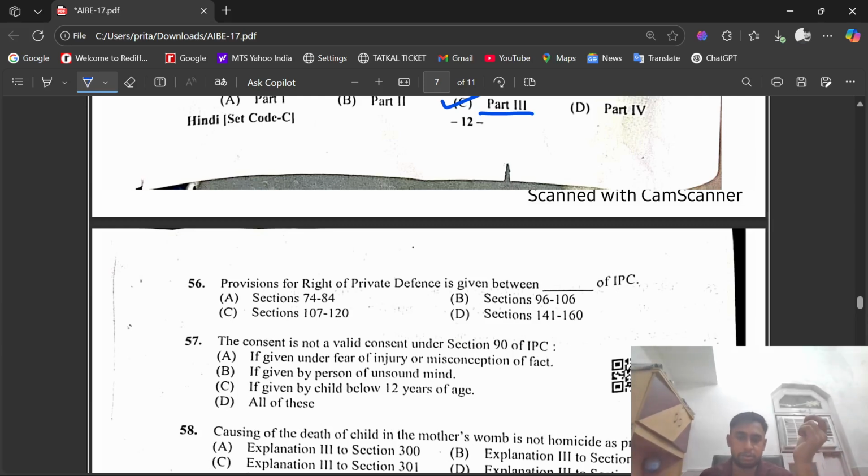The right option is option B, that is section 96 to 106. So the right of private defense we will see from section 96 to 106 in IPC.